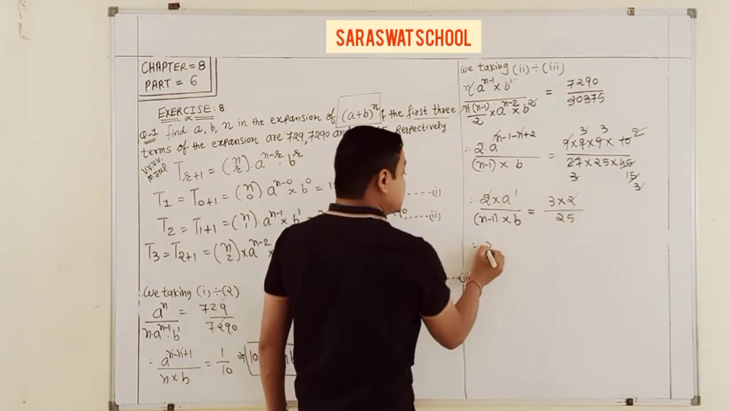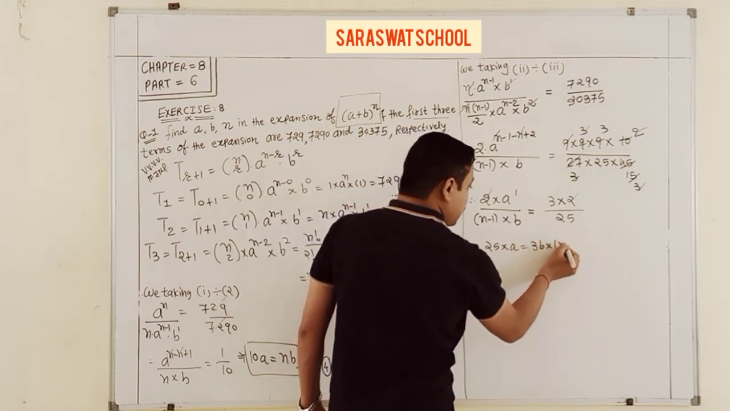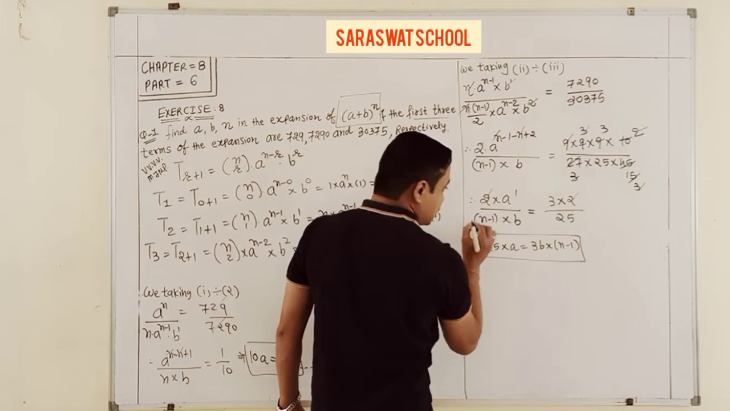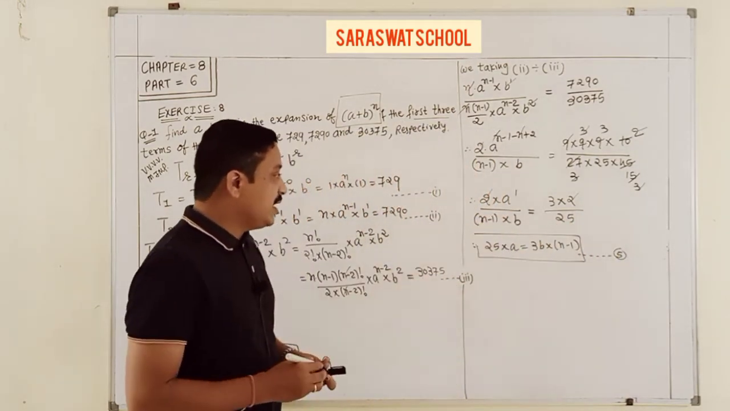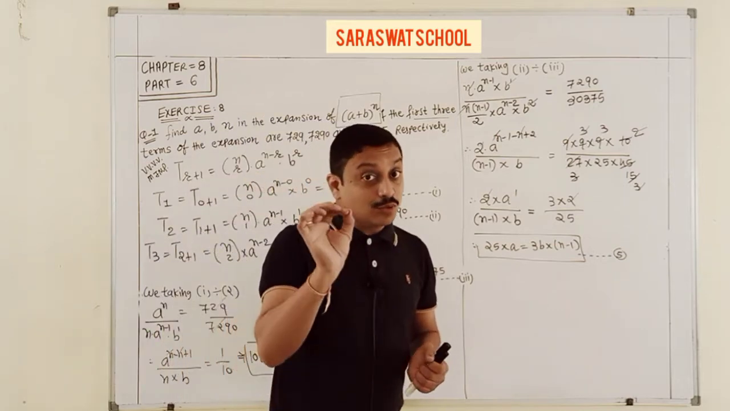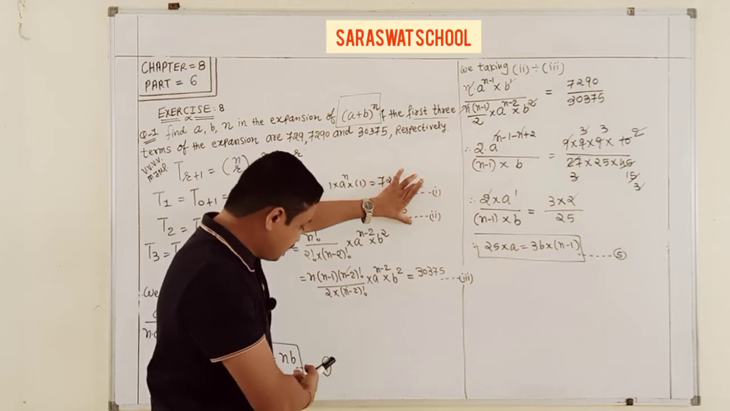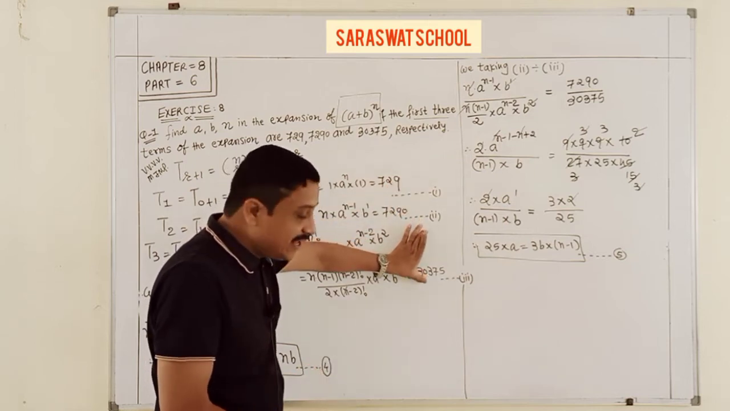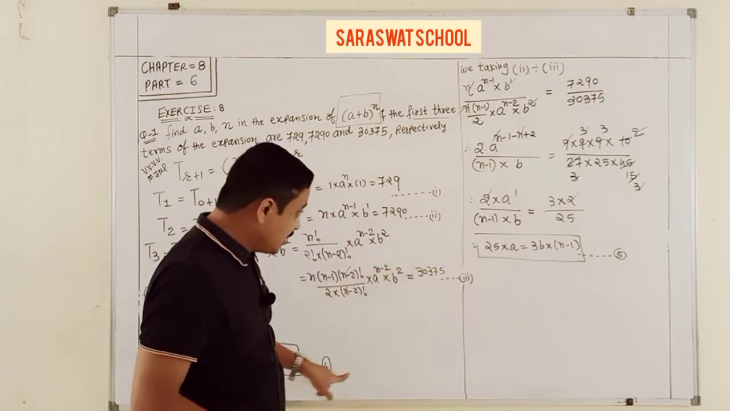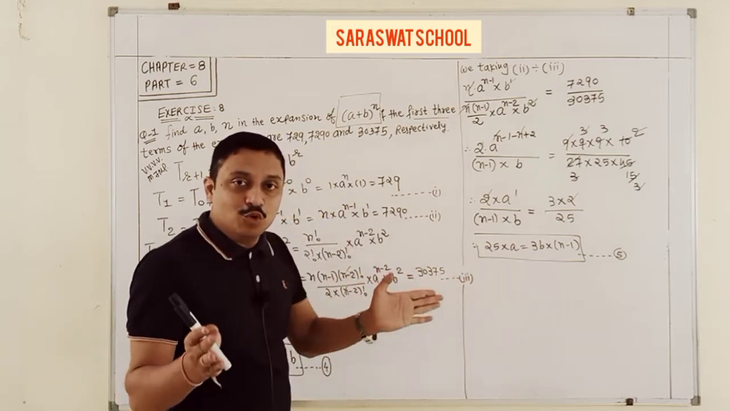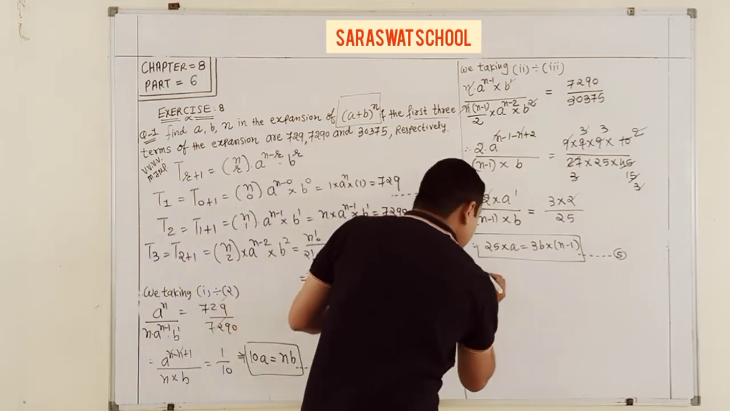So your data is 25a is equal to 3 into b into n minus 1. That's the equation number 5: 25a equals 3b into n minus 1. The process again: 1 divided by 2 gives equation 4, 2 divided by 3 gives equation 5, and now 4 and 5 both divided, you can get the answer.